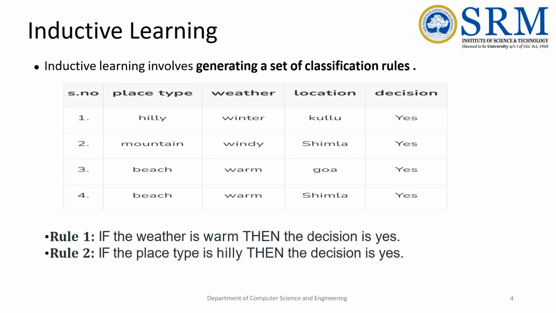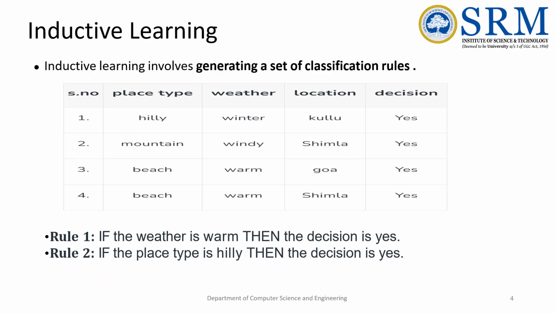So first is collecting the training data, and after collecting the training data, the system searches for common characteristics to analyze the data. So here hilly, beach, beach is repeated twice, and the weather conditions are warm, winter, windy, everything. So that will have one condition. Applying the general rules is the third step.